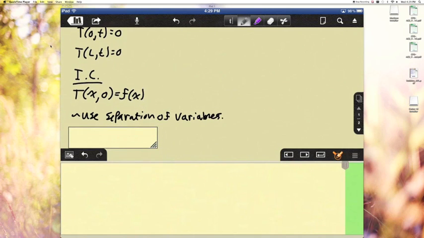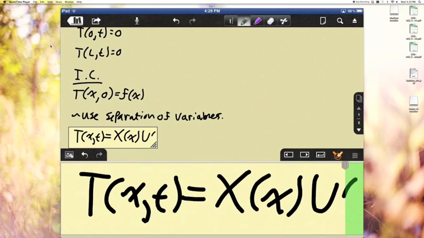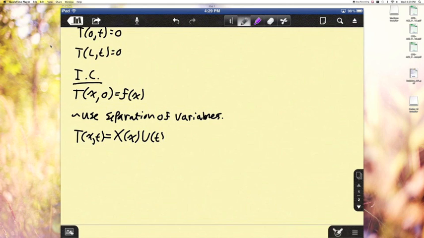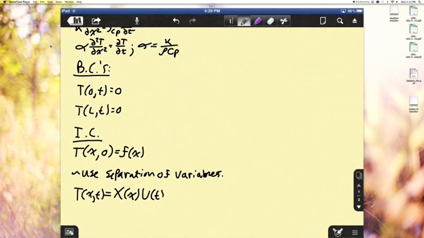This basically tells us that we can make the assumption that our temperature as a function of space and time is equal to some spatial function being multiplied by some temporal function. Now we can take this assumed function using separation of variables, and plug that directly into the expression that we derived above. So, let's go ahead and do that.